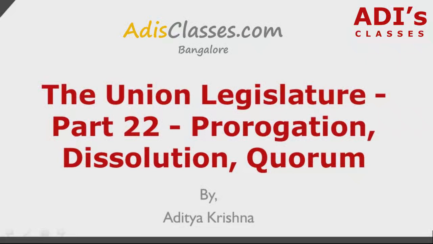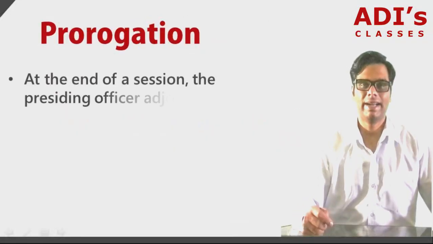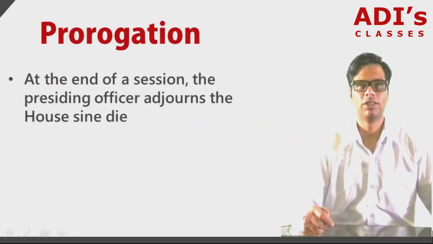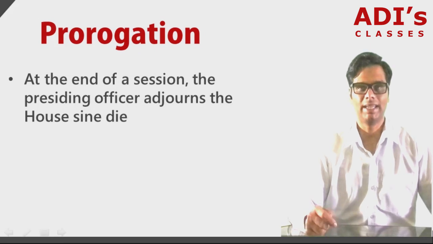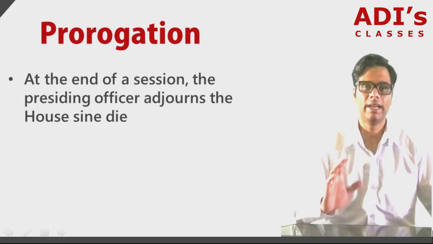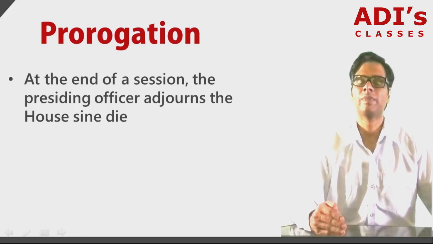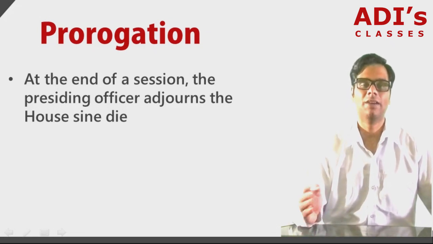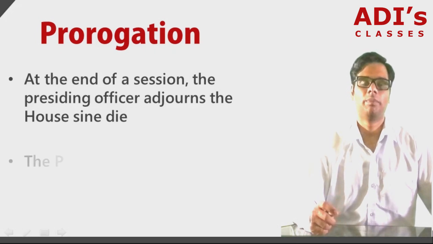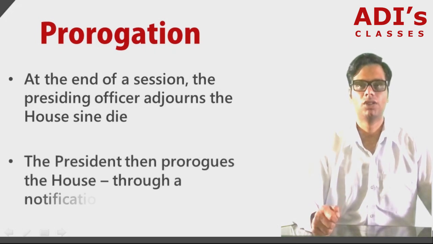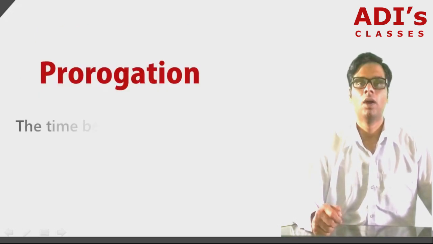So in the previous video, we saw about adjournment and adjournment sine die. In this video, we'll look at prorogation. At the end of a session, the presiding officer adjourns the house sine die. This means he adjourns without giving a time for the next meeting. The president then prorogues the house through a notification.